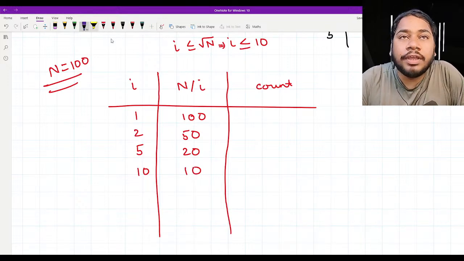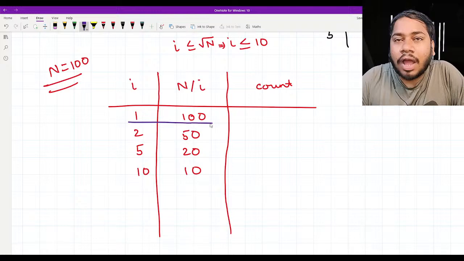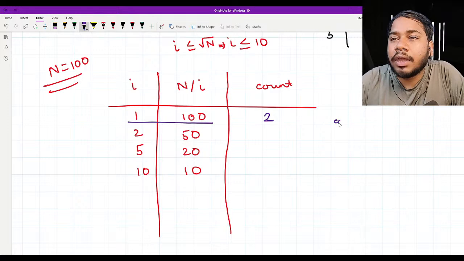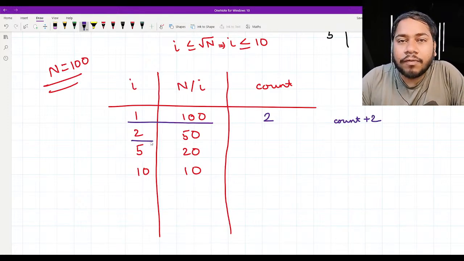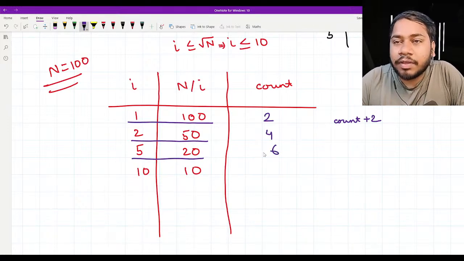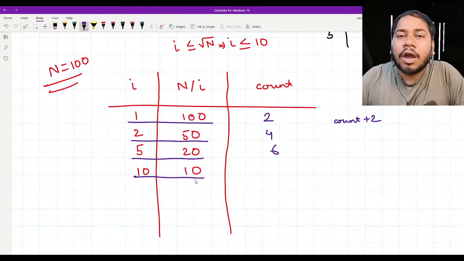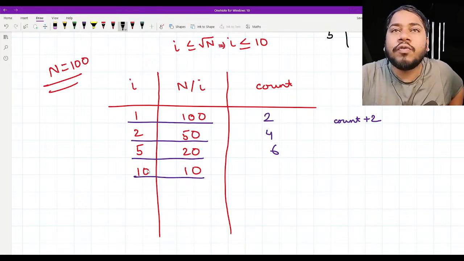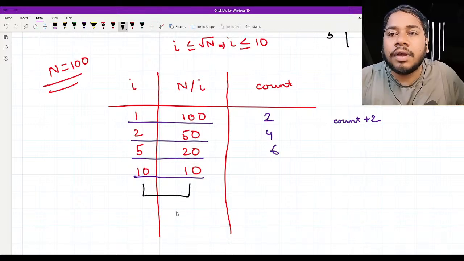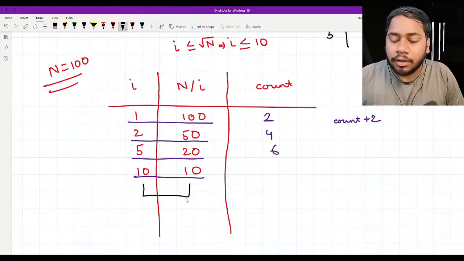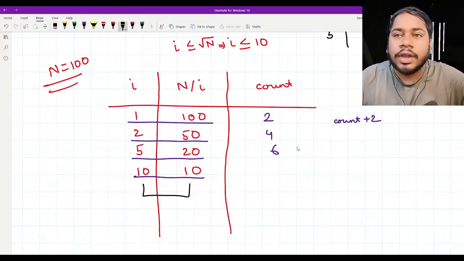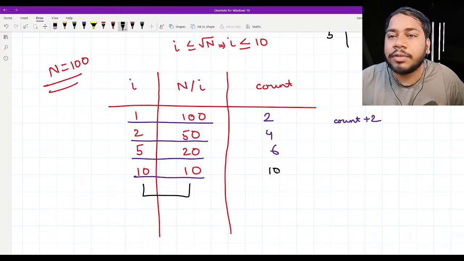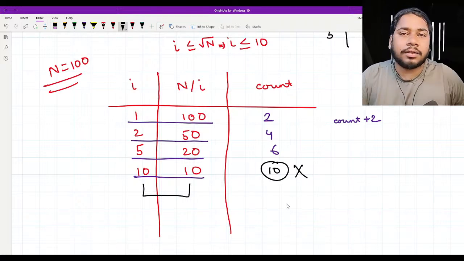So now please pay attention. Here for I equal to 1, we are getting two factors. So count will be 2. Count plus 2. Again for I equal to 2, we are getting two factors. So it will be 4. Again two factors, it will be 6. Again two factors? No, these are not two factors. These are the same numbers. But whatever we have written in the code, it will return something like 10, but that is not correct.